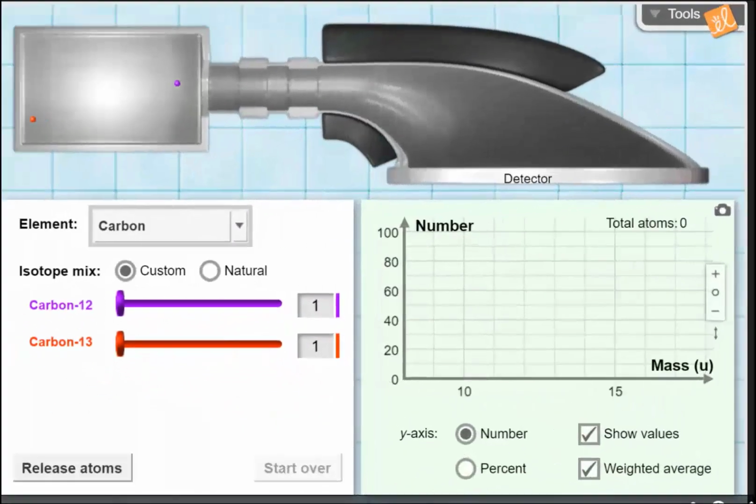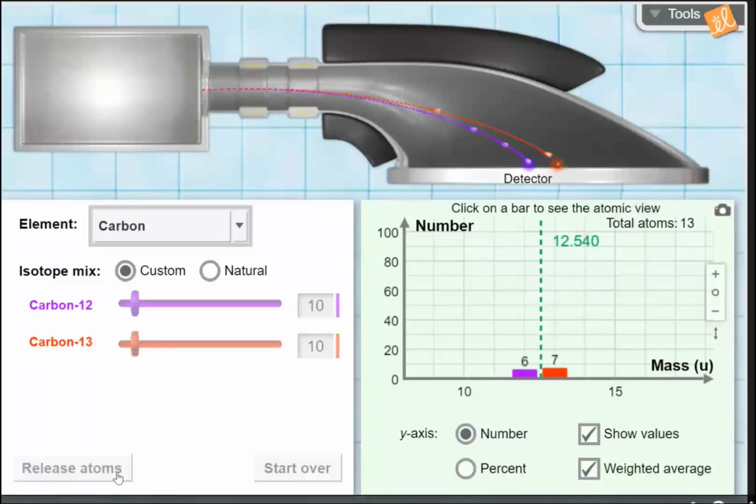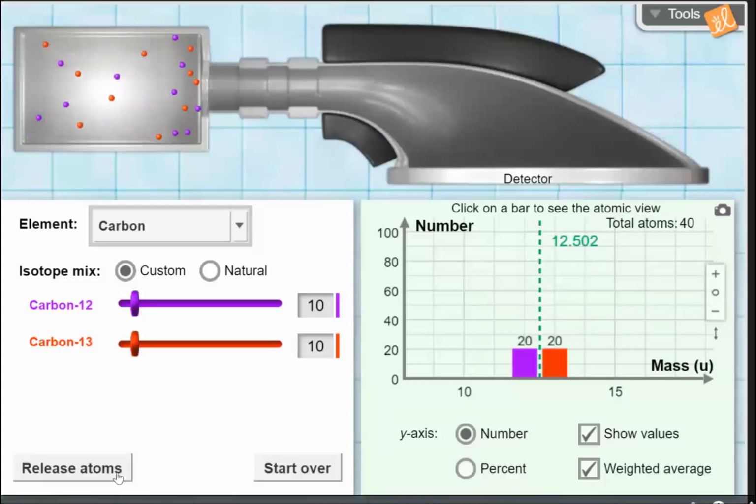The following simulation may help you visualize better how a mass spectrometer can lead to the determination of the average atomic mass of an element. We will start with a 50-50 mixture of carbon-12 and carbon-13 set at 10 atoms each, which of course is not the natural distribution of isotopic abundance. The atoms have already been vaporized. When the atoms are released and deflected, two peaks are observed of equal height at a mass of 12 and close to 13 atomic mass units. Because in this scenario the isotopes are equally abundant, the weighted average would be about 12.5 atomic mass units.